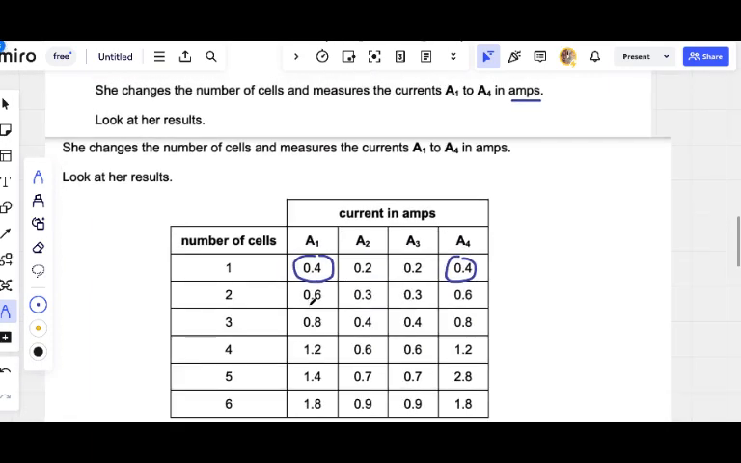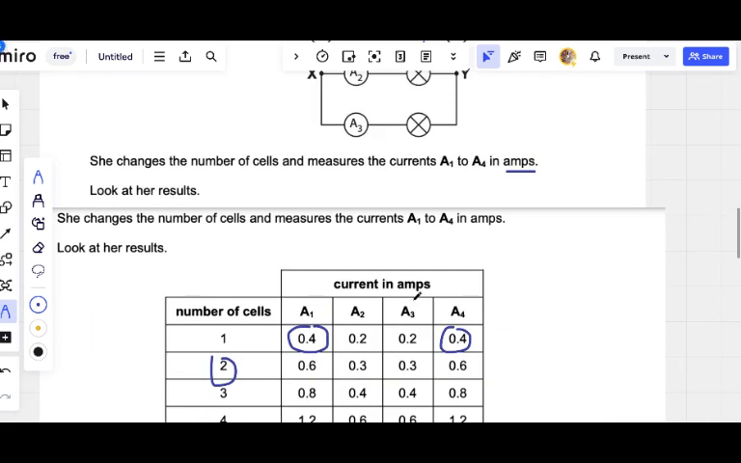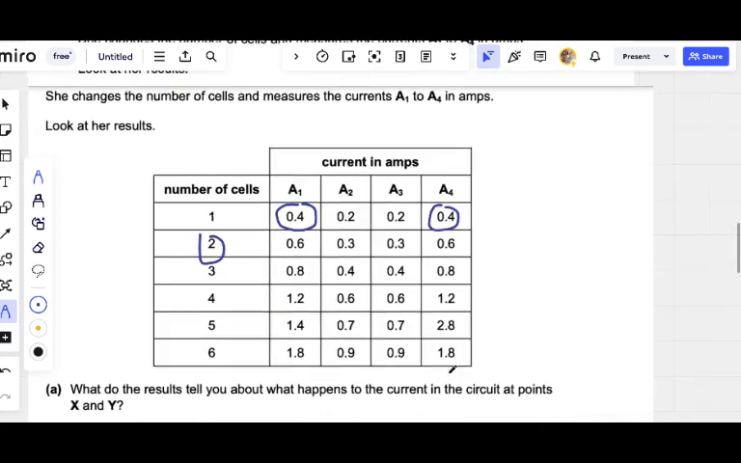So here, when you increase the cells to 2 cells, the current flowing now is 0.6. So another 0.2 has been added to the previous 0.4. When it gets to the junction X, it splits. 0.3 flows through that branch and 0.3 flows through the other branch. So A2, 0.3 flows through it, A3, 0.3 flows through it. So these are our values.